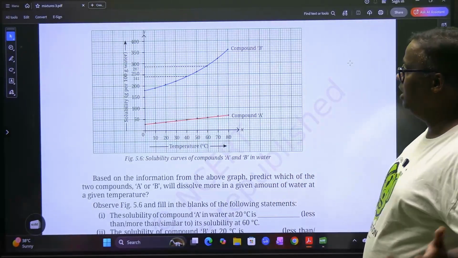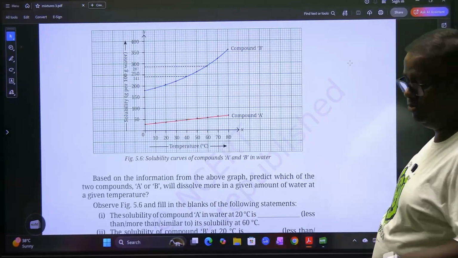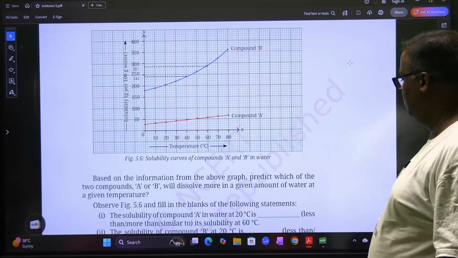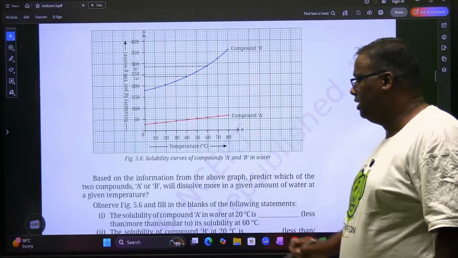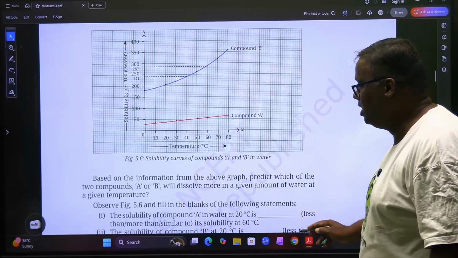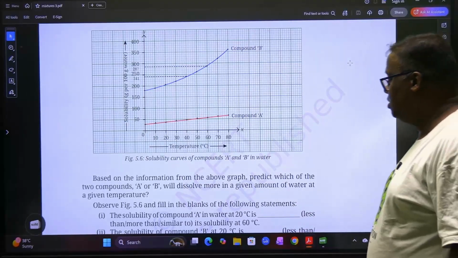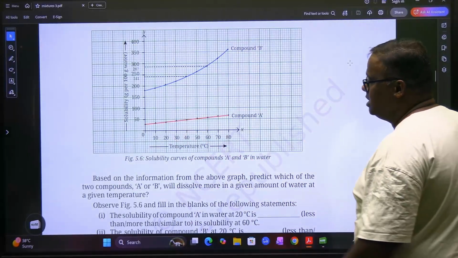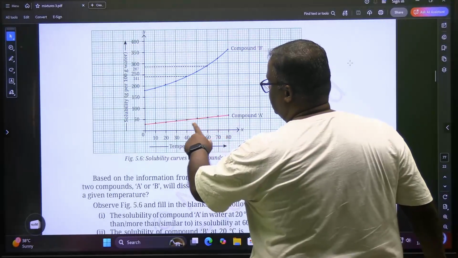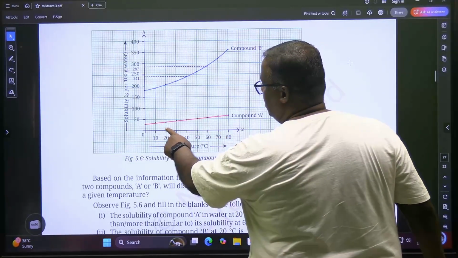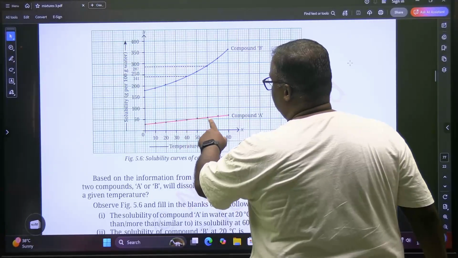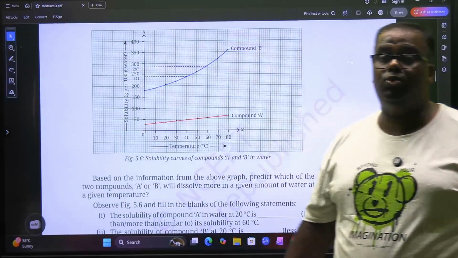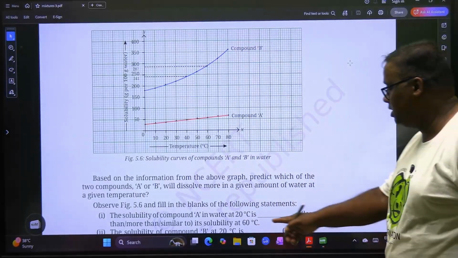Online children, you can open the book from the online version also for more clarity. So we would write it is around 37, but the question is not that. They say the solubility of the compound is dash less than or more than similar to solubility at 60. So how much did we say? We said it is around 38. So let's look at 60. At 20 we are at 38, and at 60 we are at 58. So 58 minus 38, 20. So we are dissolving 20 grams more when the temperature is at 60 degree.